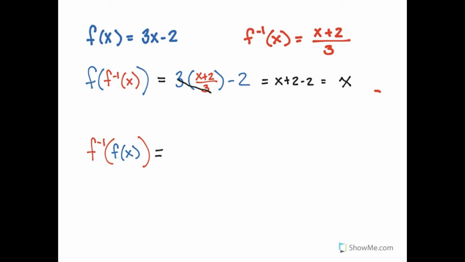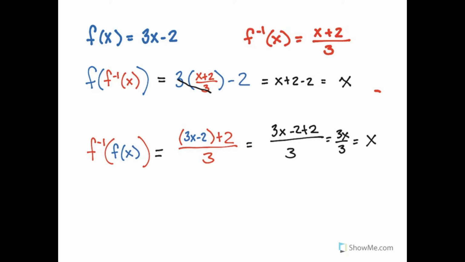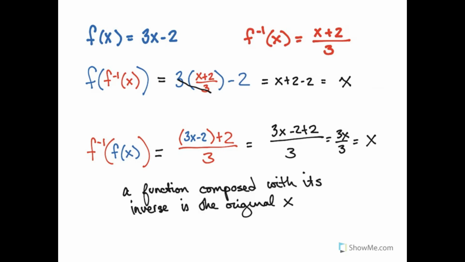f inverse says to take x, add 2, and divide by 3, so if I substitute what f is, it's 3x minus 2, and then I simplify, I find that it's 3x minus 2 plus 2 divided by 3, or 3x over 3, which is just x. A function composed with its inverse takes us back to the original x.